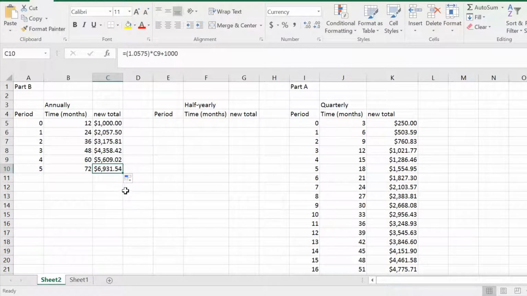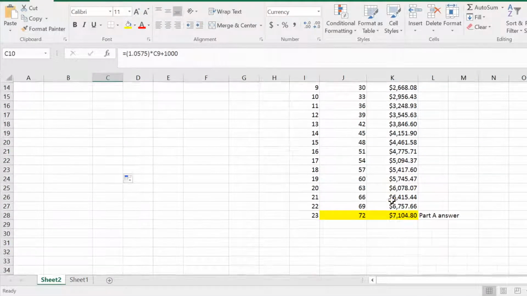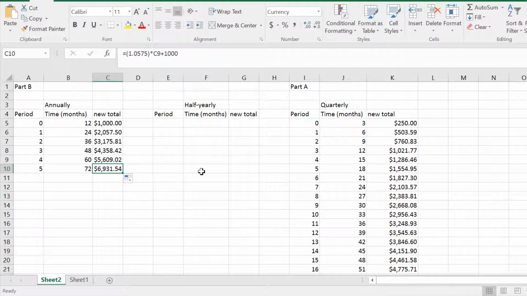We can see that this came out slightly less than the one that we compound quarterly, but that's okay. That's to be expected.